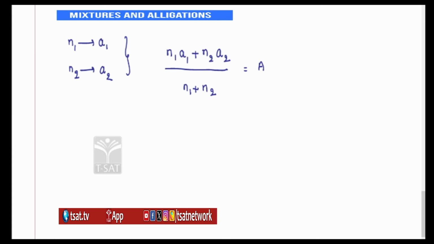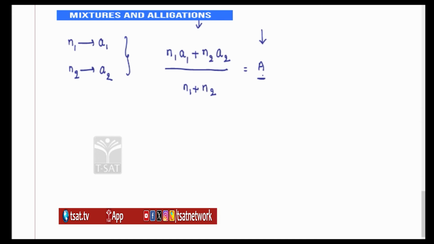N1 is the number of members in the first group, A1 is their average. N2 is the number of members in the second group, A2 is the average. I can extend this formula by taking N3, A3 also, but I am doing it for 2 groups. You are mixing 2 groups. What is the combined average? N1 A1 plus N2 A2 divided by N1 plus N2, which is equal to capital A. Capital A is the whole average of these 2 groups, N1 and N2. So this is the formula.